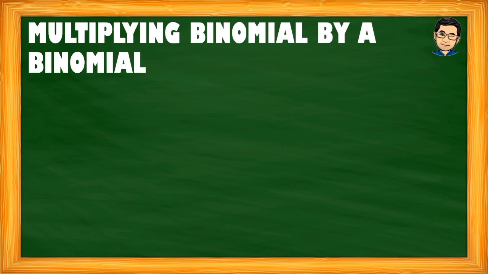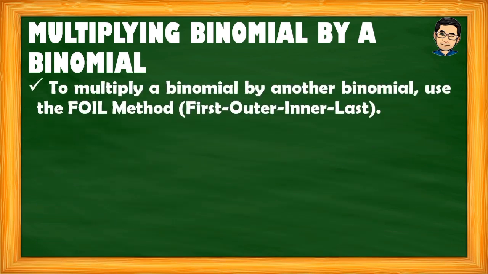Next, multiplying a binomial by a binomial. To multiply a binomial by another binomial, use the FOIL method. So, first, outer, inner, last.